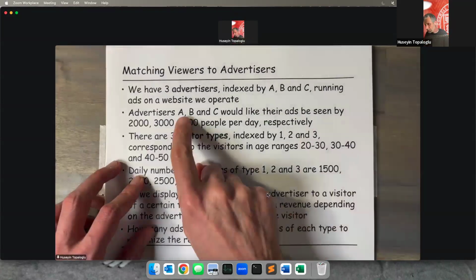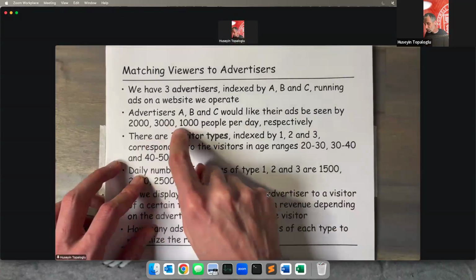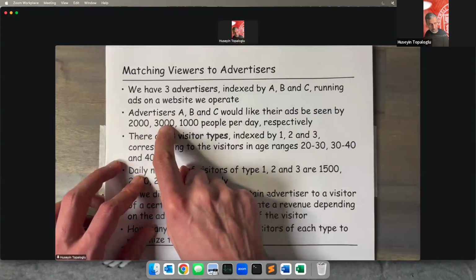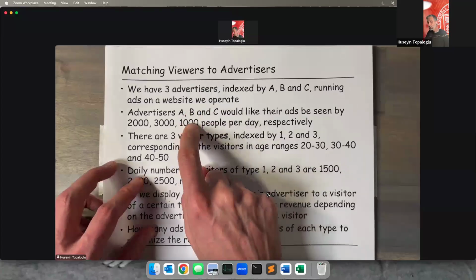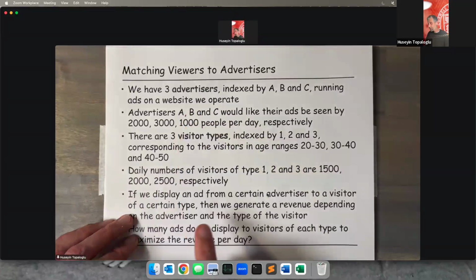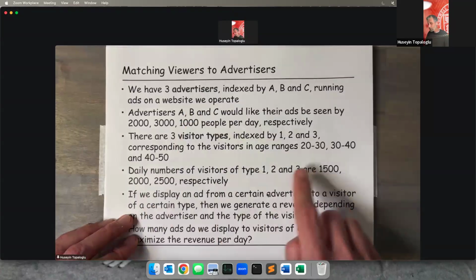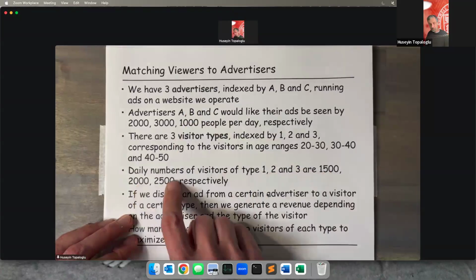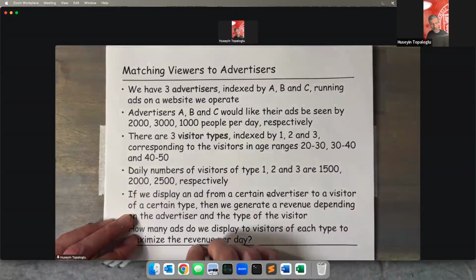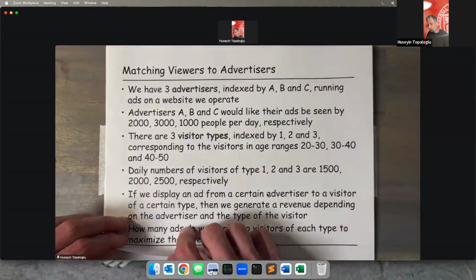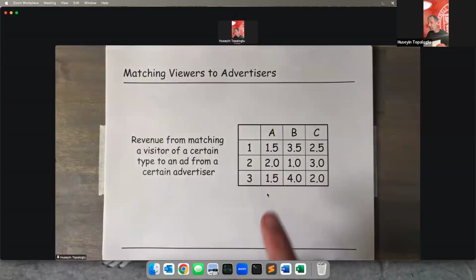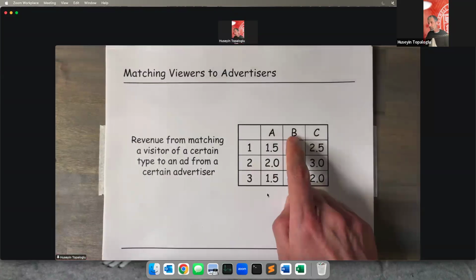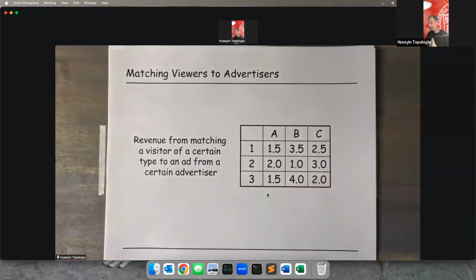One piece of data is the desired number of viewers by each advertiser: desired number of viewers by advertiser A, by advertiser B, and by advertiser C. What is the other piece of data? The number of visitors of each type: visitors of type 1, type 2, type 3. What else? The revenue from showing an ad to a visitor of each type from each advertiser. So those are also our data.